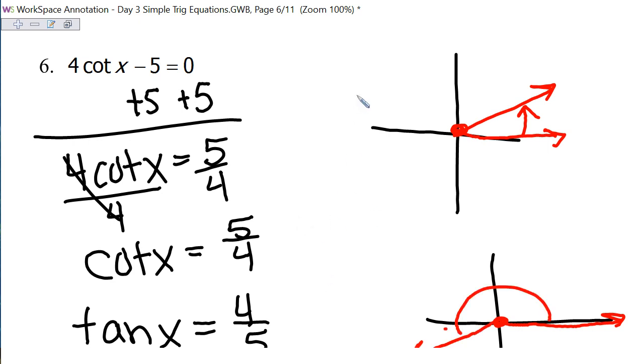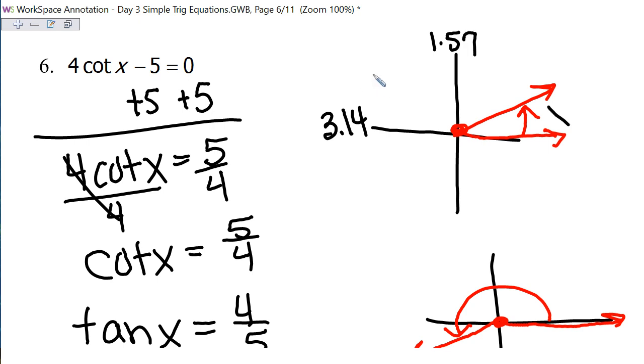Notice when I'm drawing these, they should have the same reference angle. So quadrant 1's reference angle should be the same down here in quadrant 3. If my answer was 0.675, and I know this is 3.14, half of 3.14 is 1.57, is 0.675 the answer for quadrant 1 or for quadrant 3? Yeah, if it's smaller than 1.57, that's our answer for quadrant 1.